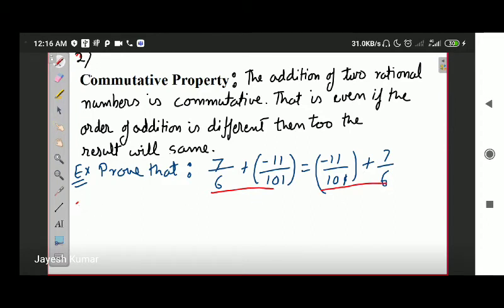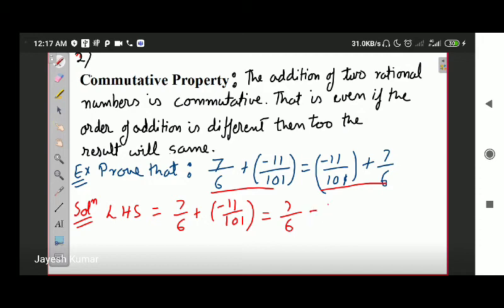First of all, solution. We will write down LHS, left hand side. First we will solve the left hand side. After that, we will solve the right hand side and check whether they are equal or not. So for the left hand side, let's write down the question. This is 7 upon 6 plus minus 11 upon 101. What I told you earlier is that 7 upon 6 plus minus 11 upon 101 will become 7 upon 6 minus 11 upon 101.